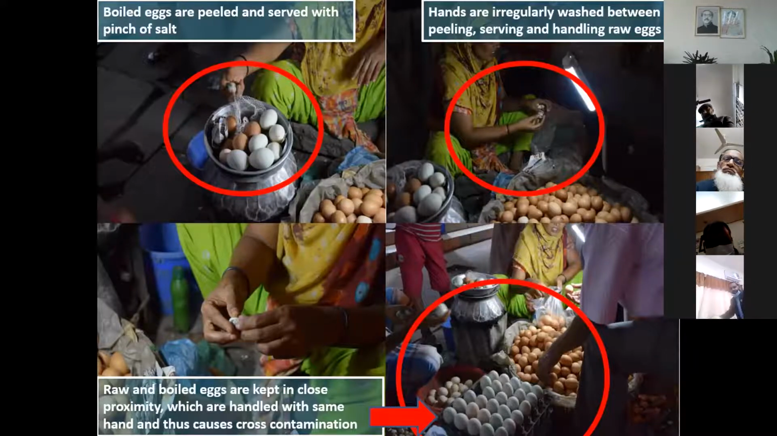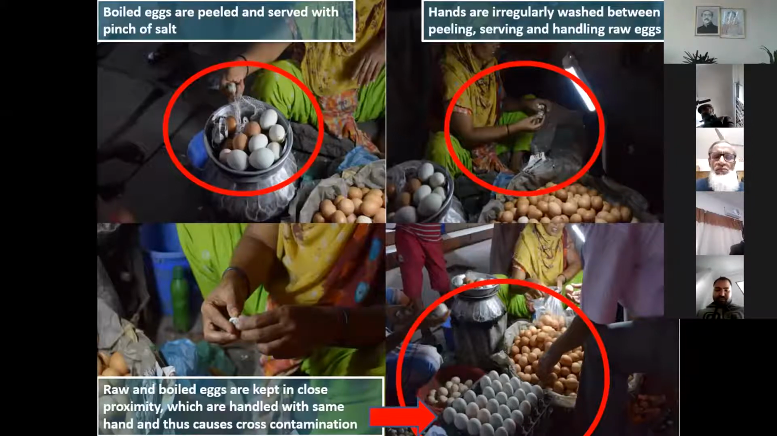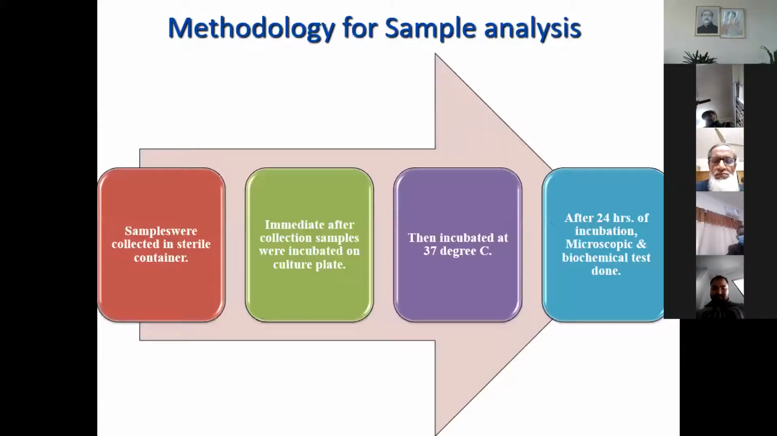So boiled eggs are peeled and served with a pinch of salt. And here we could find a slide: raw and boiled eggs are kept in close proximity and handled with the same hand, thus causing cross-contamination. So these are the root of how bacteria with multi-drug resistance come to our public health.